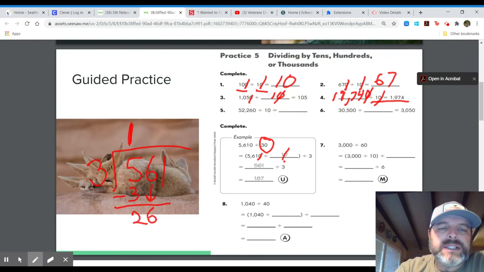Now I have 26. Now what I do with this number is I say, how many groups of 3 can come from 26? Another question you can ask is, 3 times what number gets me as close to 26 as I can without going over.